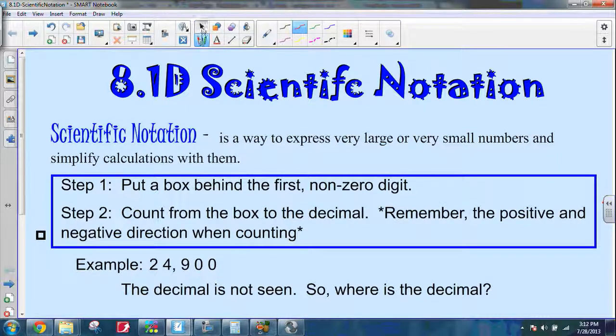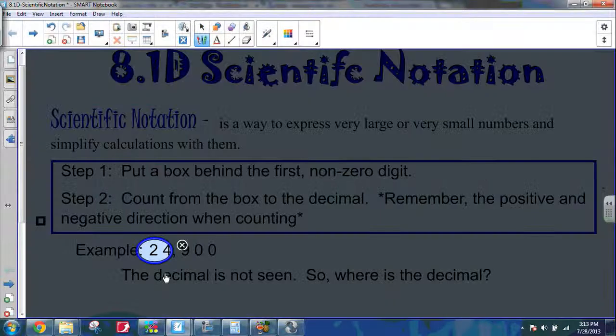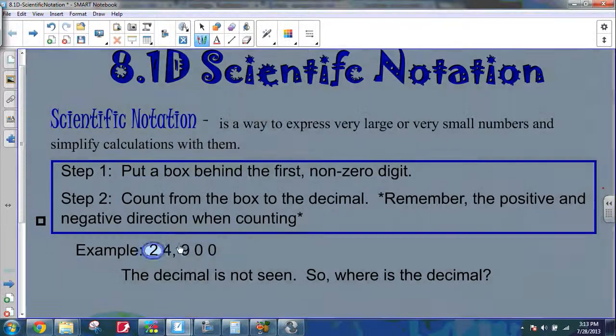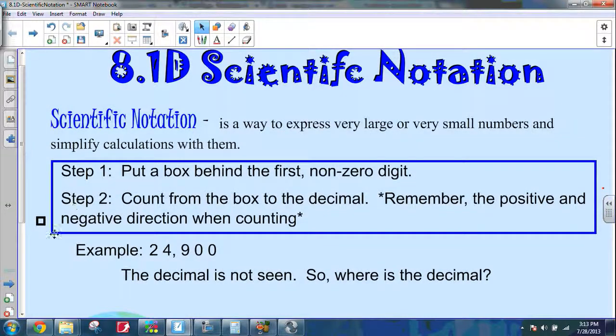So the first step says to put the box behind the first non-zero digit. Look at the number 24,900. The first number that we saw was 2, which was a non-zero digit. So we need to put our box behind that first non-zero digit. So we'll take our box and we'll put it there.